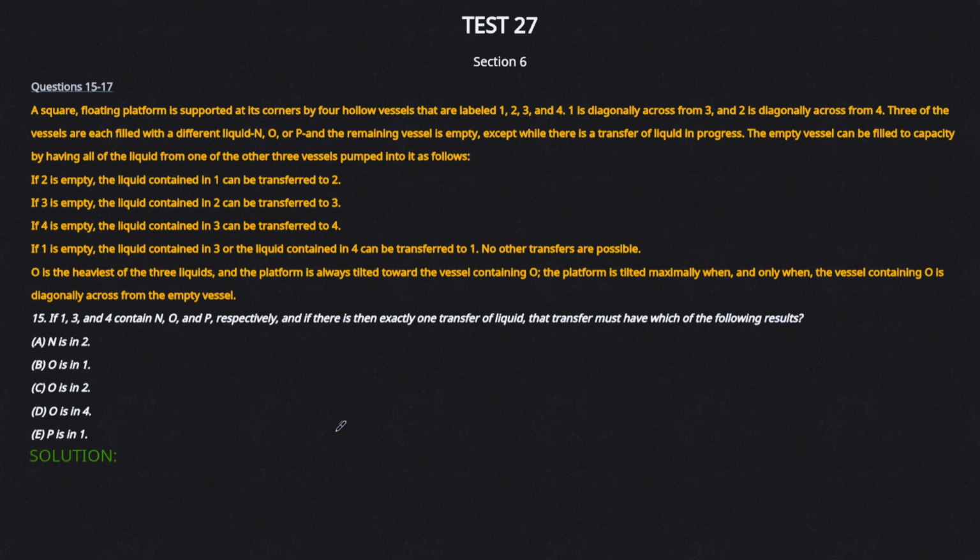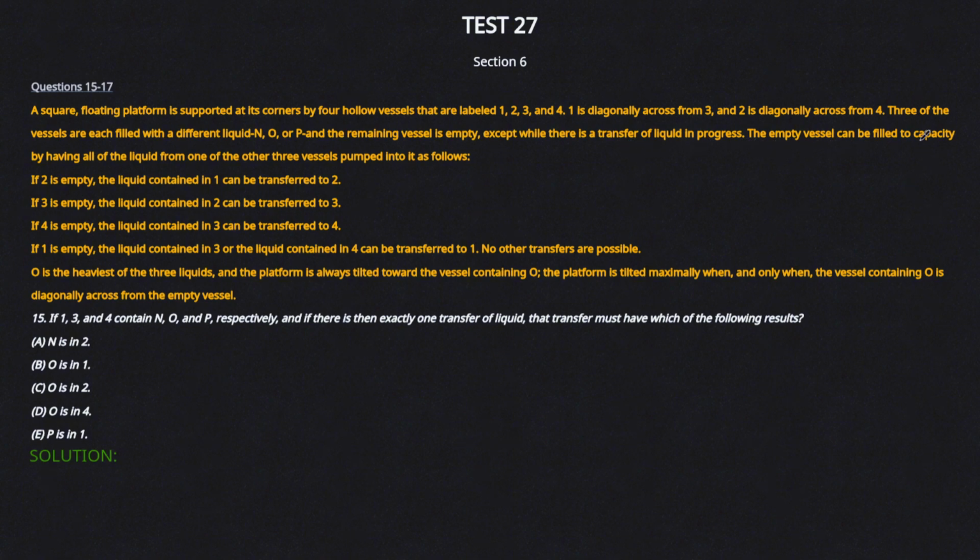Question number 15 to 17. The premise we're provided here with is a square floating platform is supported at its corners by four hollow vessels that are labeled 1, 2, 3, and 4. One is diagonally across 3 and 2 is diagonally across 4. Three of the vessels are each filled with different liquid, N, O, or P, and the remaining vessel is empty, except while there is a transfer of liquid in progress.